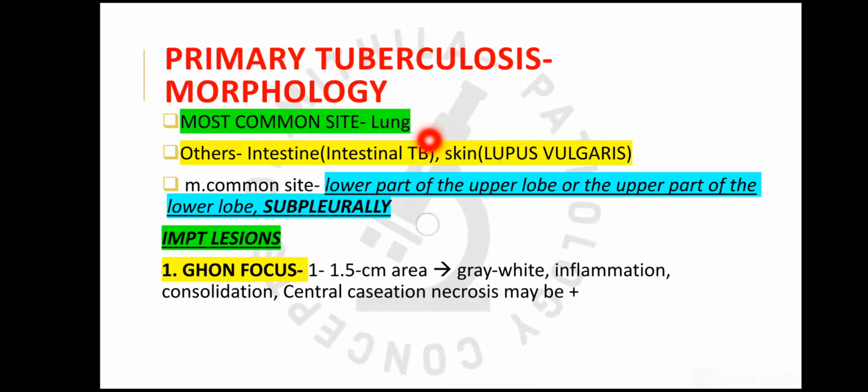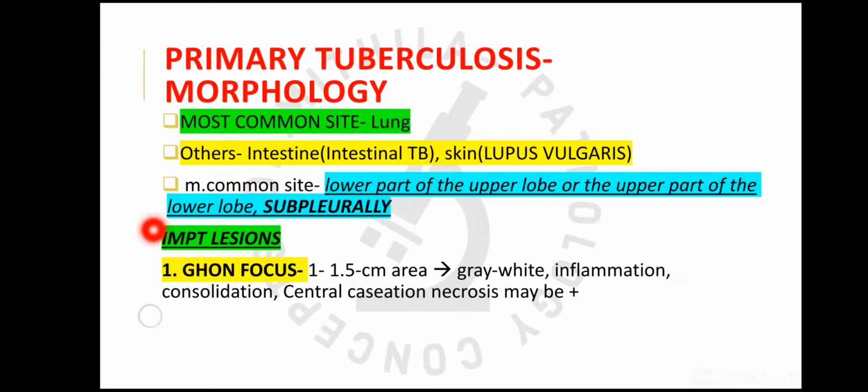Then in skin also it can occur. In that case, that cutaneous tuberculosis is known as lupus vulgaris. Now, most common site in case of lung is lower part of the upper lobe and upper part of the lower lobe, and in a subpleural location. This you should remember for problem-based questions and MCQs also.